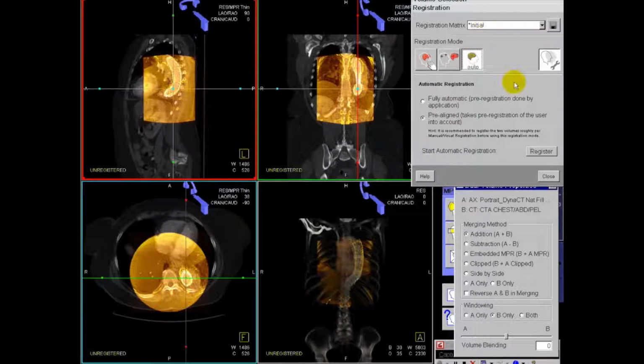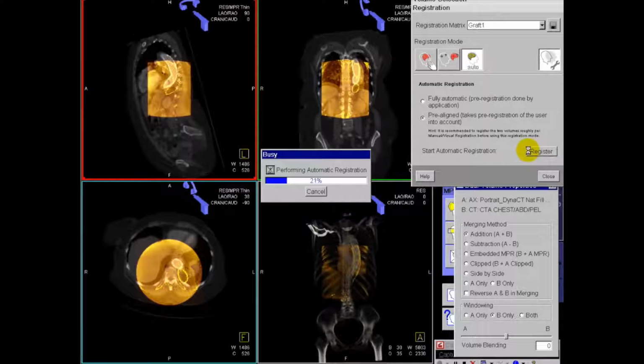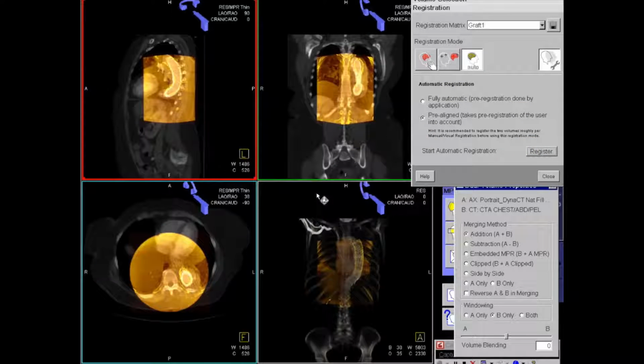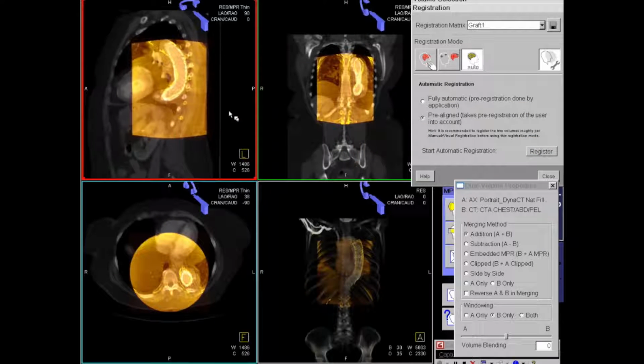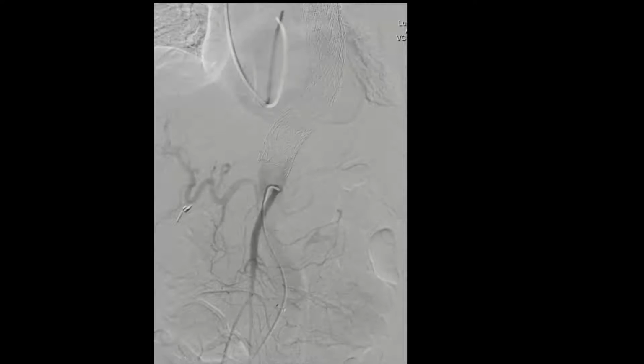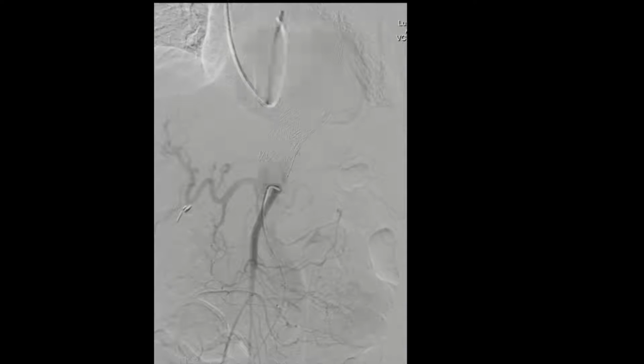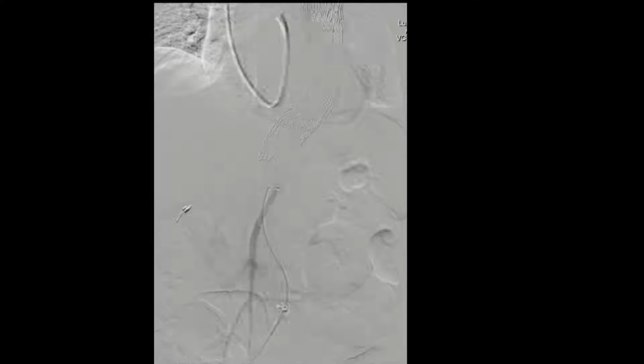On the workstation, we first of all did fusion of the previous CTA onto a cone beam CT performed on the table. And once this is done, it allows us to plan the route, and the route planning is also performed on the workstation. First thing that we did was do an angiogram to evaluate the SMA to celiac collateral. So you can see the SMA angiogram showed it fills the hepatic artery and the superior mesenteric artery.